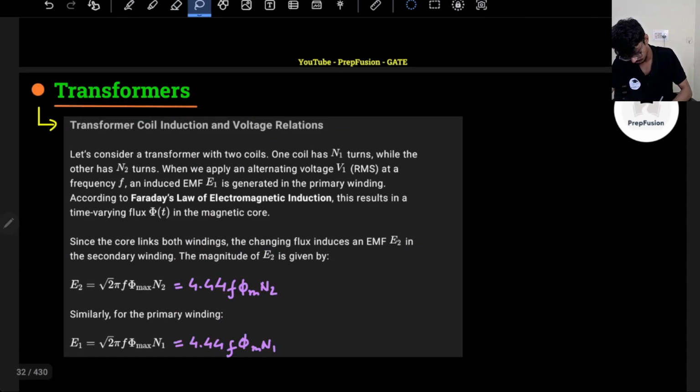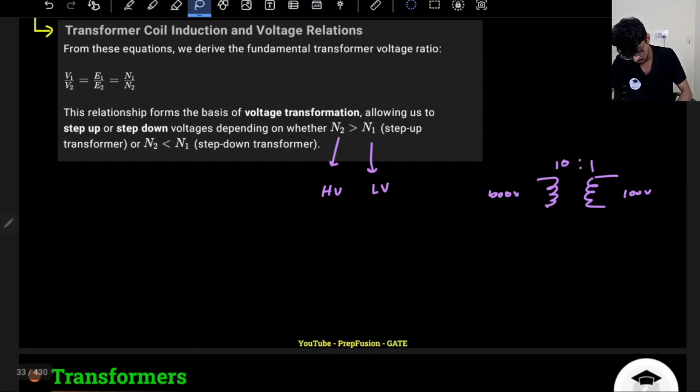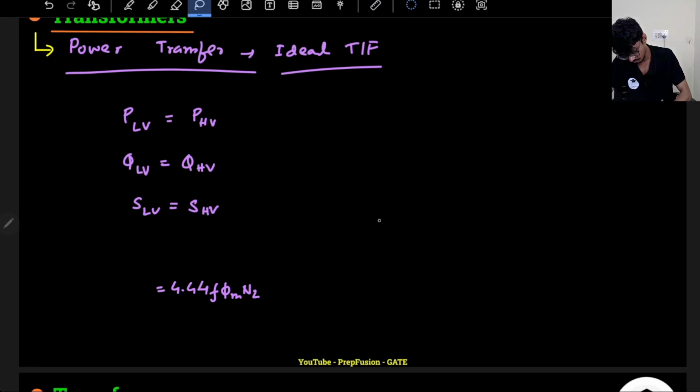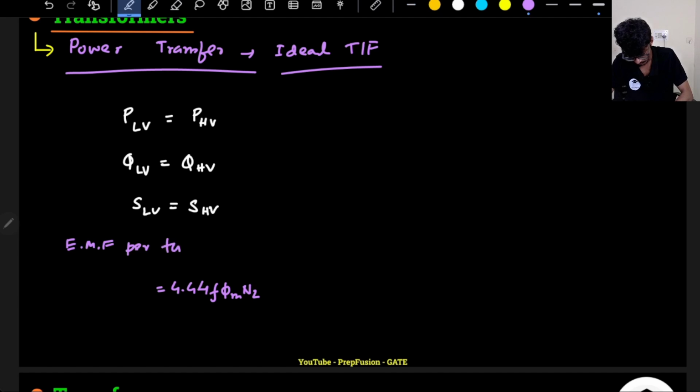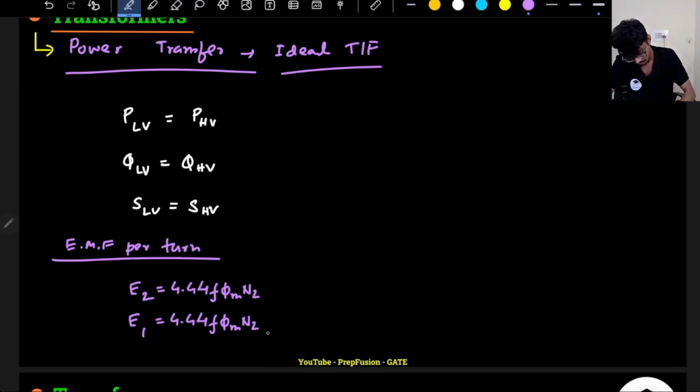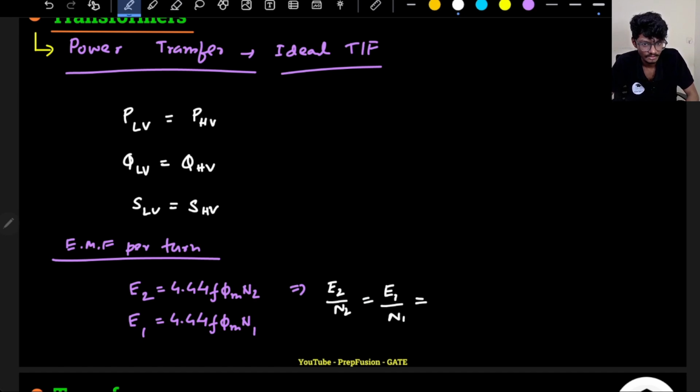So if I copy this, let me color this to white. Another important term is EMF per turn. If you see that this is my E2 voltage, and the same voltage E1 I am getting, just that the number of turns is changing, everything else is the same, right? So basically if I write here that E2 by N2 is equal to E1 by N1, then the EMF per turn in a transformer remains constant for an ideal transformer, of course.